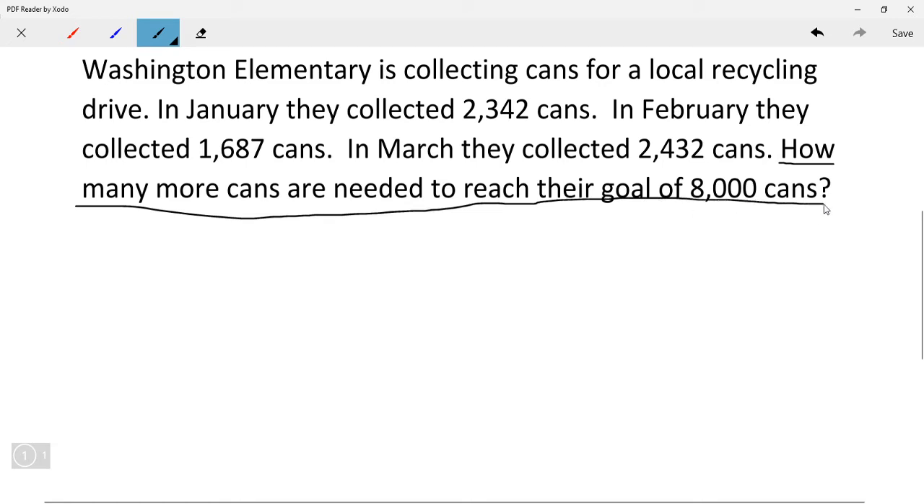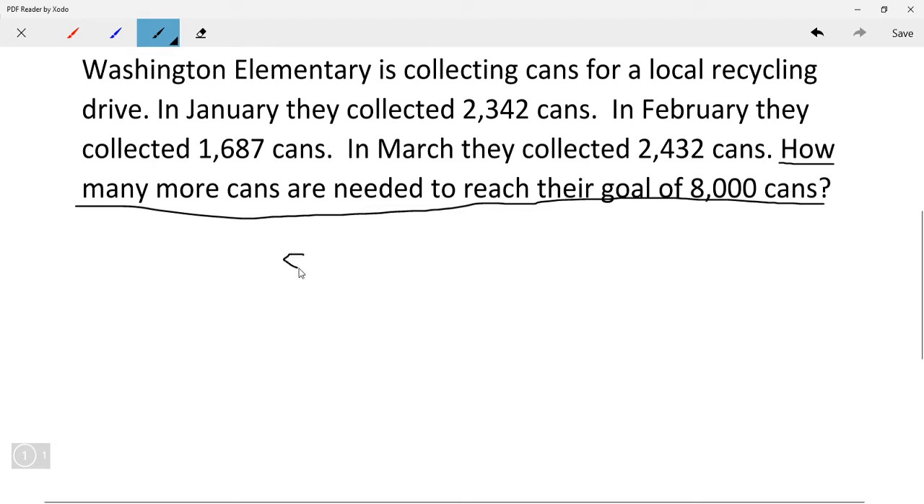So, typically when a question asks how many more are needed for something, you're going to be subtracting. Basically, you're finding the difference, typically. Now, that's not true for every question like this, but for this one, it says how many more cans are needed to reach their goal of 8,000. So the first thing we need to figure out is how many cans they have now, and then we need to figure out the difference between that and 8,000, right?